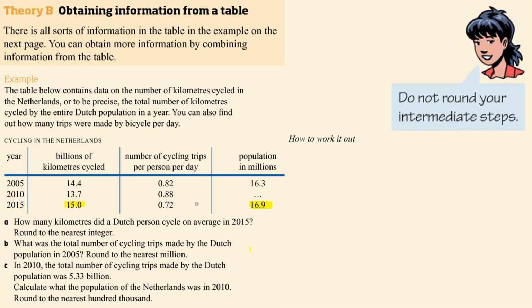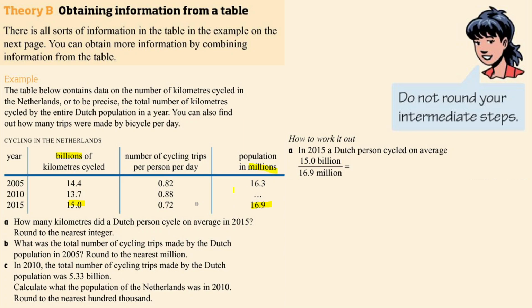How can we use those numbers? Well, this is the population in millions. This is the billions of kilometers cycled. If I'm going to divide the total amount of kilometers cycled by the total population, then I know how much one person on average cycles. But be careful, because this is in millions and this is in billions. So what you would get is 15 billion kilometers divided by 16.9 million.